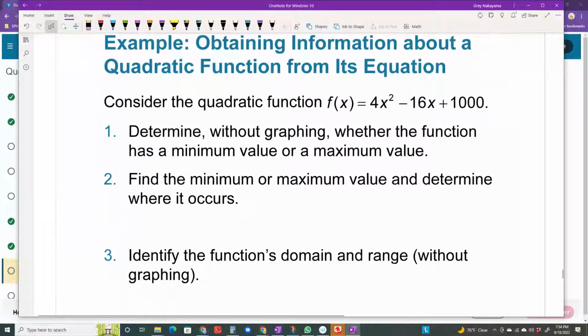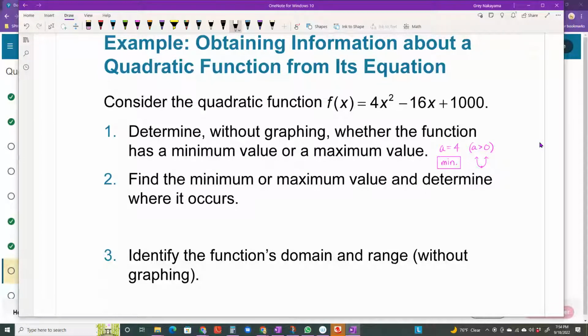So look at this problem. Consider the quadratic function 4x squared minus 16x plus 1,000. Determine without graphing whether the function has a minimum or maximum value. So I determine that by looking at my a value. A is 4. That is greater than 0, which means my parabola is going to go up. Therefore, my function will have a minimum value at the vertex.